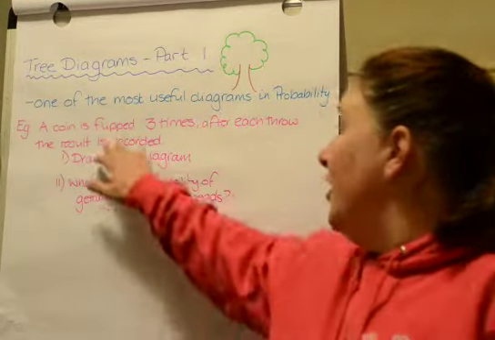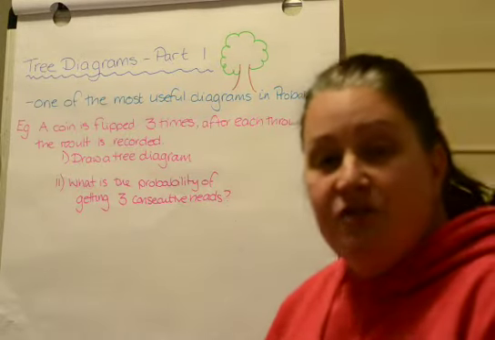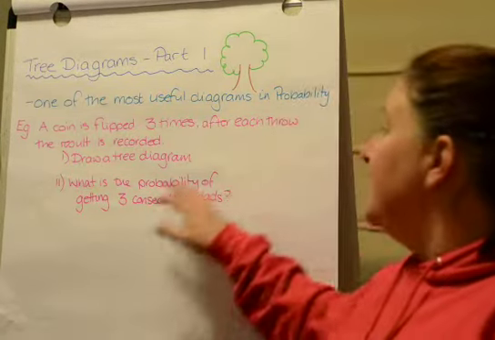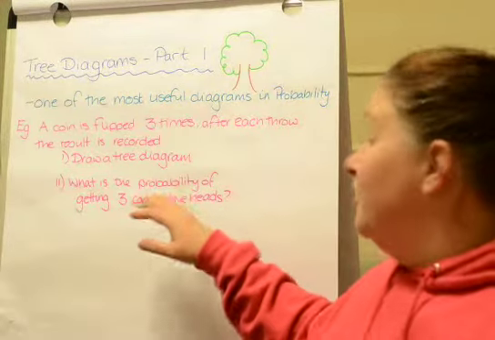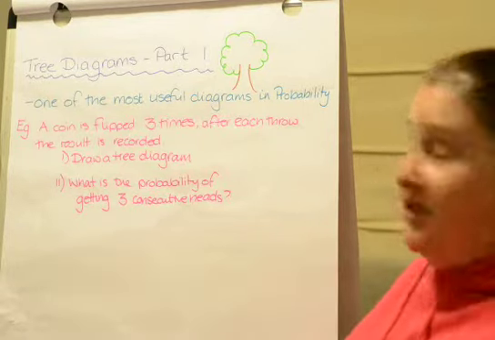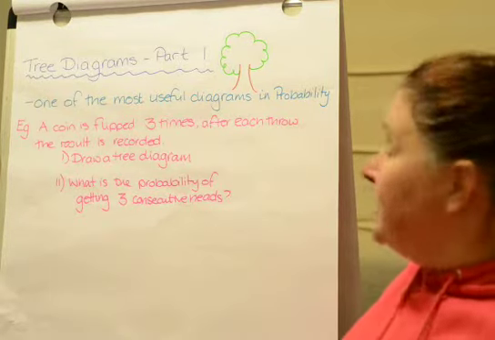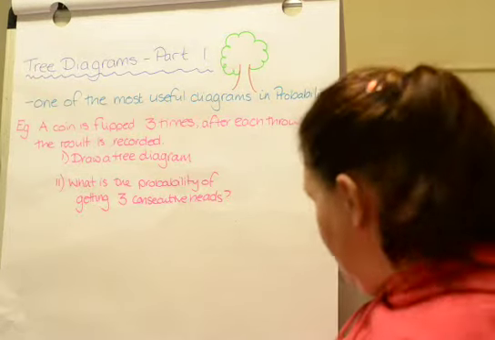So we're going to take a coin and we're going to flip it 3 times. At the end of each one, we're going to record what the result is, and we're going to answer 2 questions. First, draw a tree diagram, and I'll show you that on the next page. And the next one is answering a question on probability, which is, what is the probability of getting 3 consecutive heads with the coin?